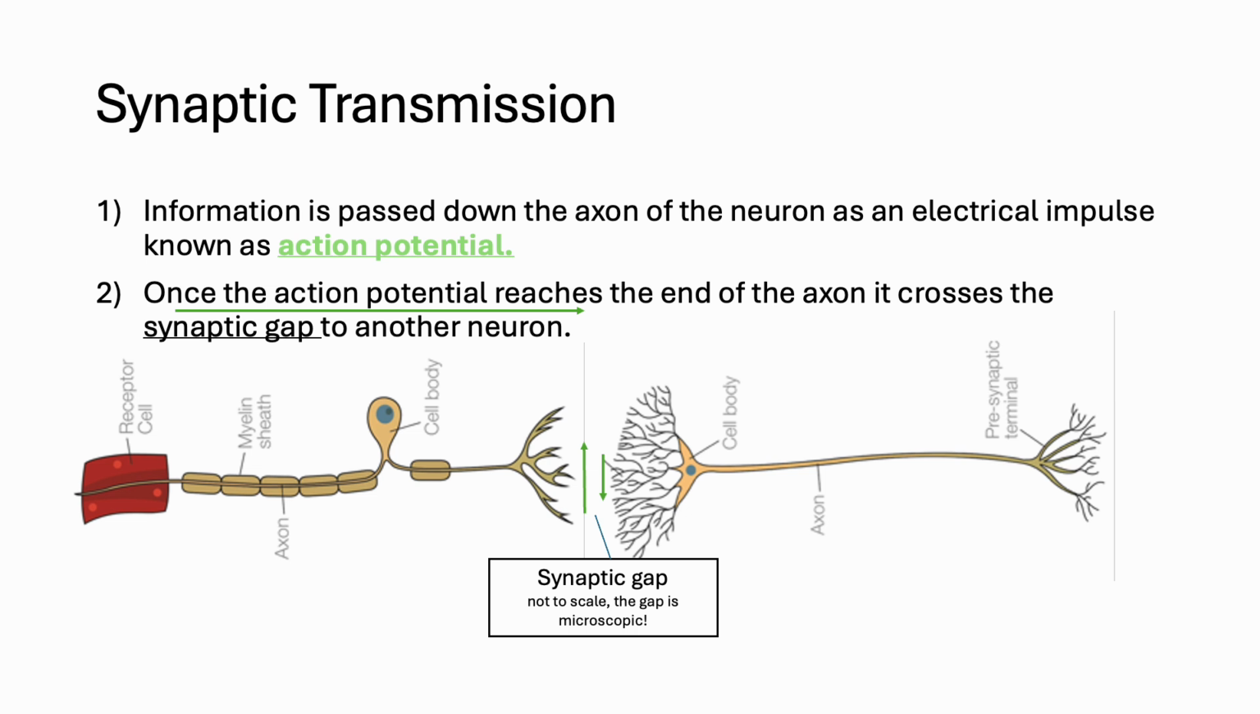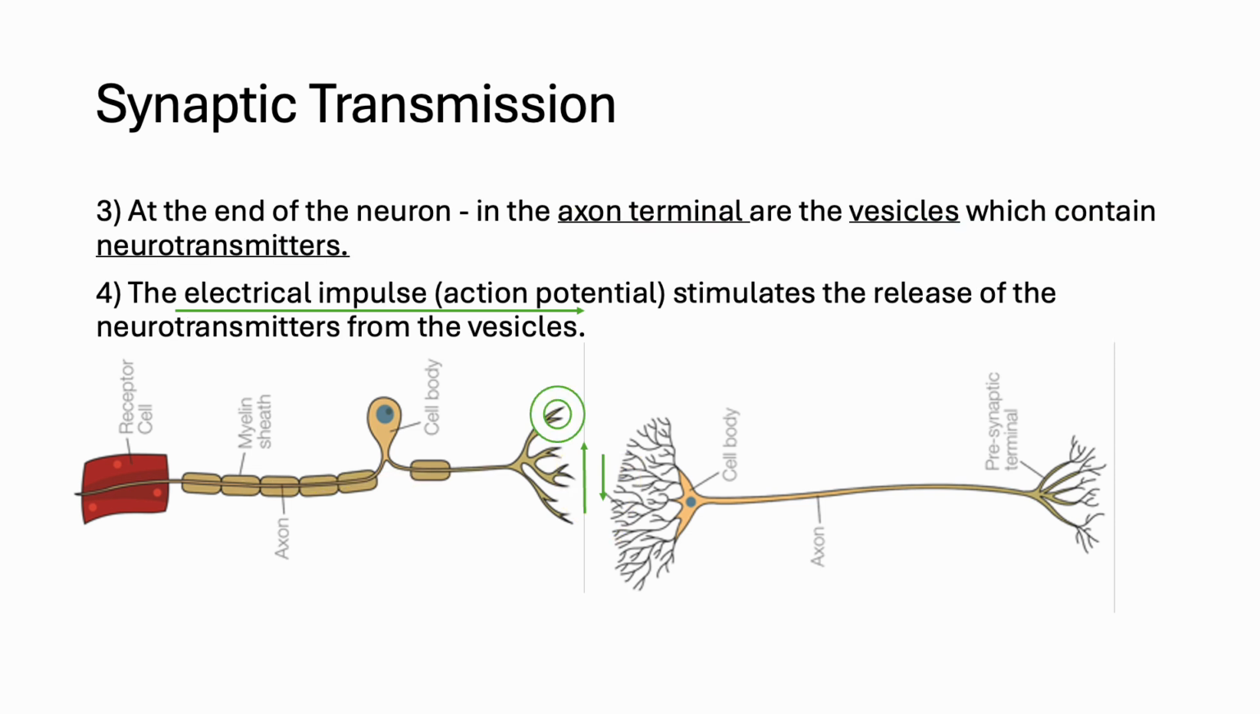So information gets passed down the axon of a neuron, which is the long slender fibre, as you can see here, of the neuron, as the electrical impulse, or as I've said, A-level students should be calling that action potential. So the action potential reaches the end of the axon and it will cross this microscopic gap here, which is the synapse, which you saw on a bigger scale on the previous slide. In the axon terminal, that's where the vesicles hold the neurotransmitters, and that action potential, that electrical impulse, causes the neurotransmitters to be released from their vesicles.